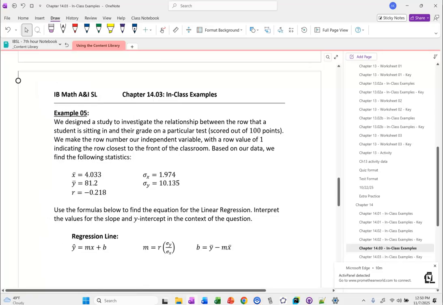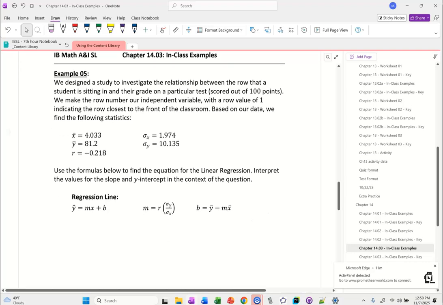We designed a study to investigate the relationship between the row that a student is sitting in and their grade on a particular test. We make the row our independent variable with a row value of 1 indicating the row closest to the front of the classroom. This empty row right here would be row 1. Based on our current data, we found the statistics. Use the formulas below to find the equation for the linear regression, and then interpret the values for slope and y-intercept in the context of the problem.